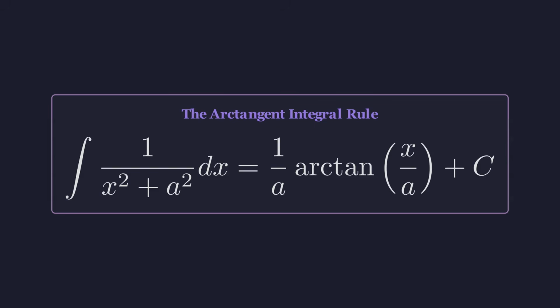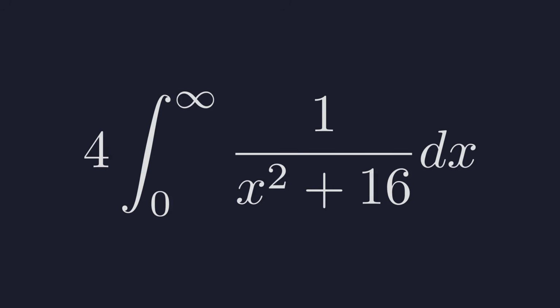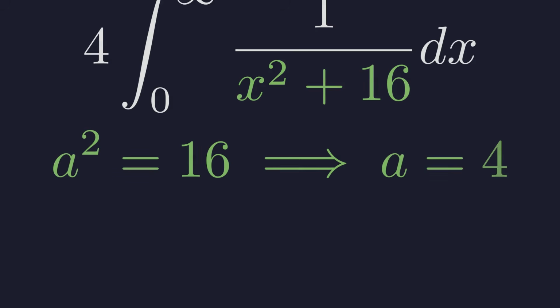The integral of 1 over the quantity x squared plus a squared resolves to 1 over a times the arctangent of x over a. Returning to our problem, we must align our integral with this arctangent formula to proceed. By comparing our denominator, x squared plus 16, to the general form x squared plus a squared, we can identify the value of the constant a. Here, a squared is equal to 16, so the value of a is 4. Now we have a equals 4.